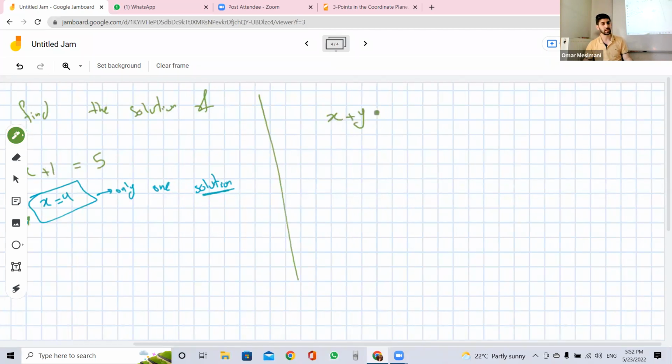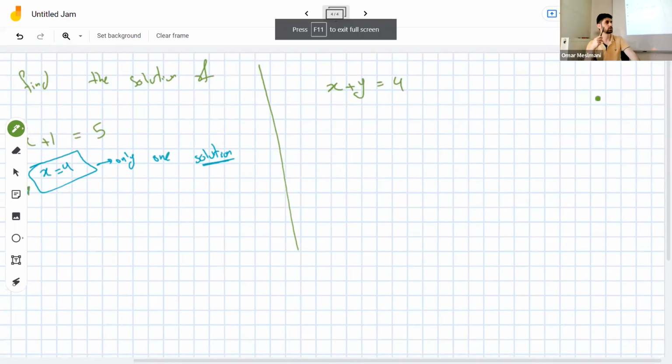X + Y = 4. Now X is a variable and Y is also a variable. All right. How can we know what the solutions for this are? X + Y = 4. Who knows? I'm looking for an X value and a Y value. If you add them up, you can get 4.